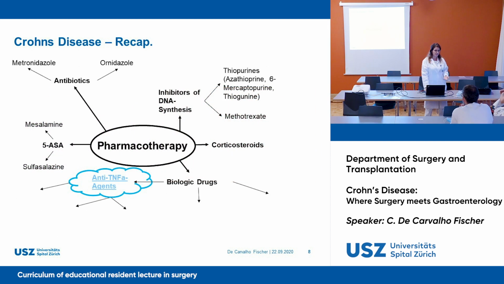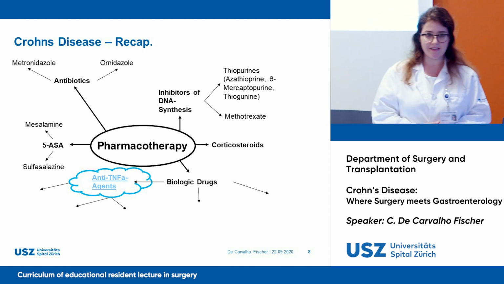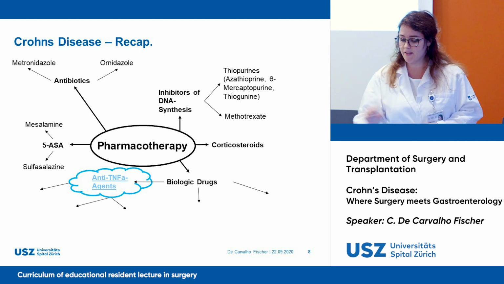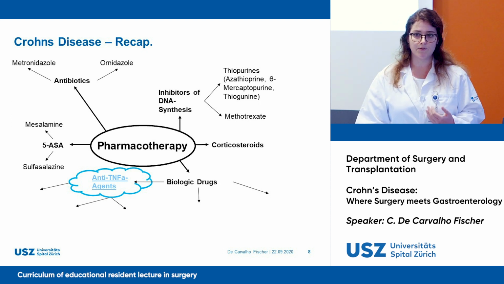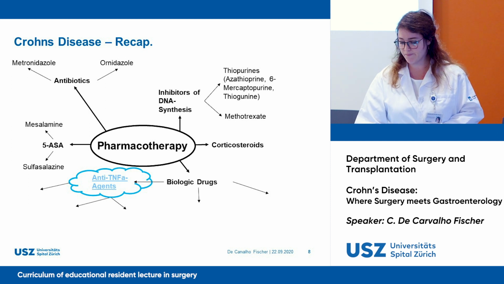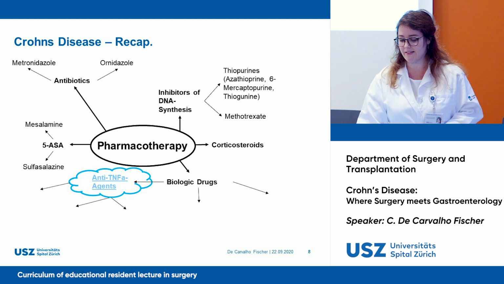Now, medical treatment of Crohn's disease involves different drug classes. Corticosteroids can be used to treat an acute exacerbation of disease. Inhibitors of DNA synthesis, such as thiopurines, azathioprine, 6-mercaptopurine, and methotrexate, can be used to maintain remission. Antibiotics like metronidazole or ranitidine play a role. We'll get into that later. And 5-ASA drugs have lost importance in this setting as they are less effective.